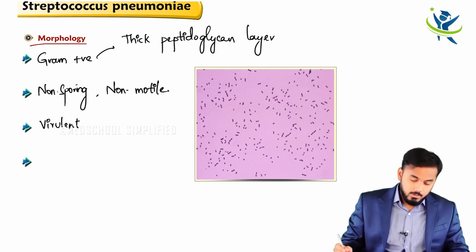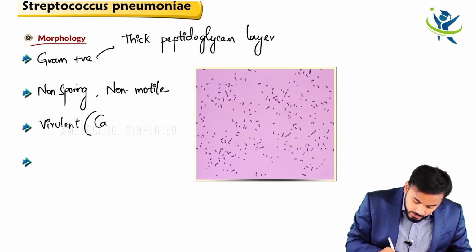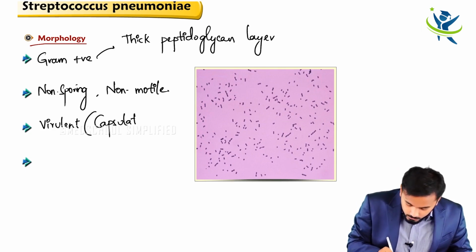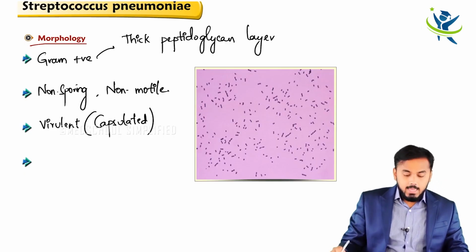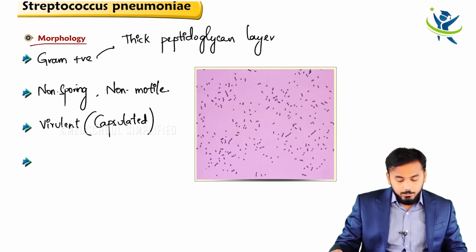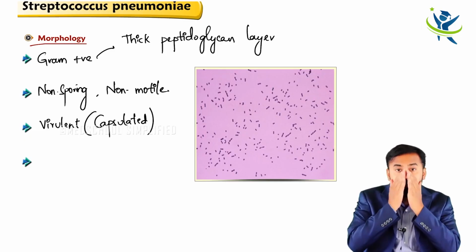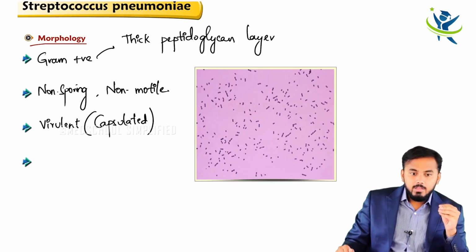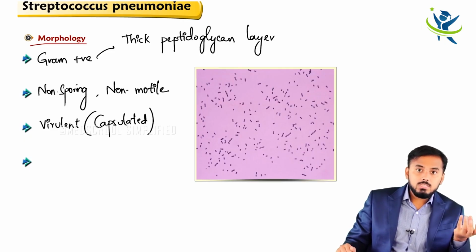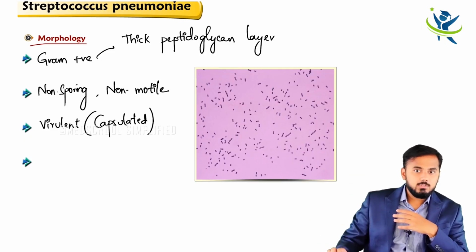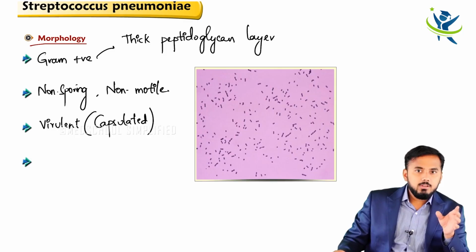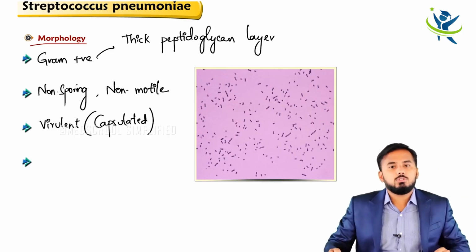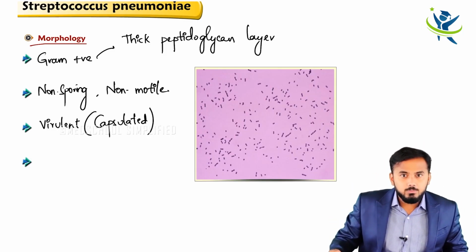Virulent organism. Why? Because it is capsulated. Another important morphological feature about Streptococcus pneumoniae is that it can live in the presence of oxygen, and in the absence of oxygen as well. Organisms which can live both in the presence and absence of oxygen are called facultative anaerobes.